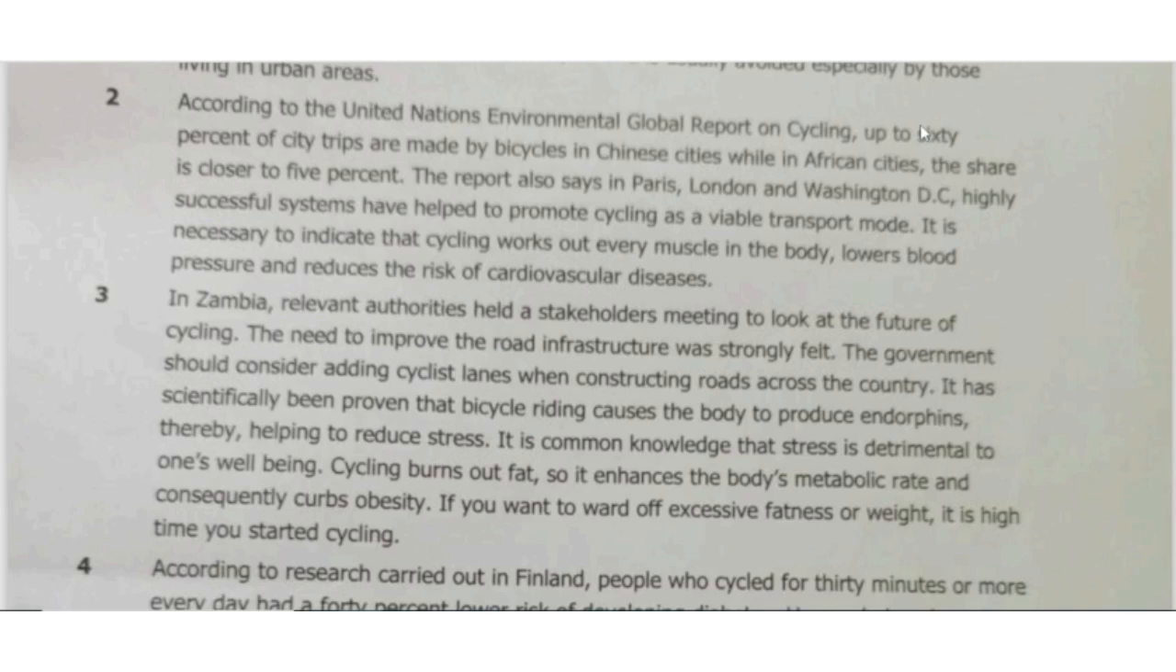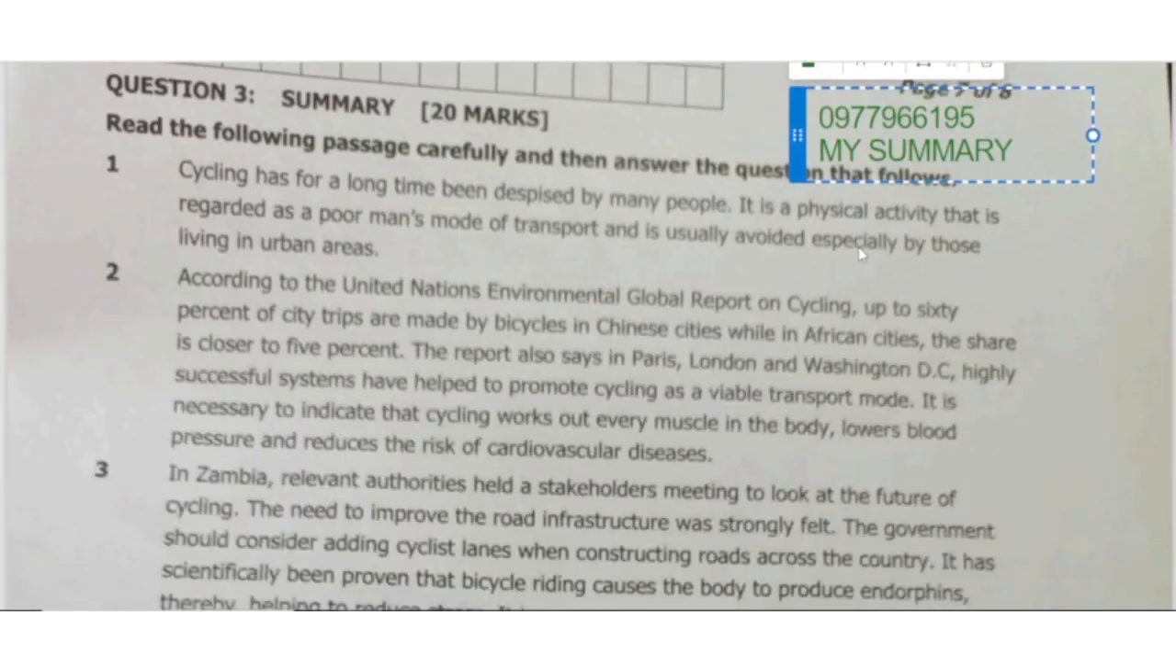Sorry, where am I reading? Let me just start all over again. I don't know what is going on in my mind. Okay, let me start. I'm starting from paragraph 1.